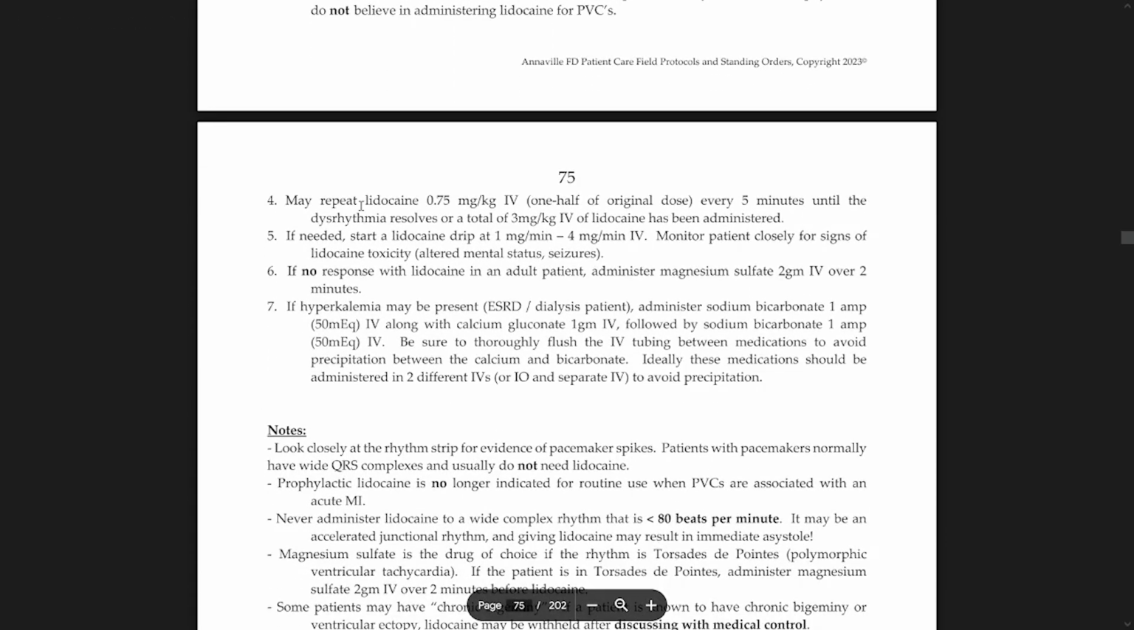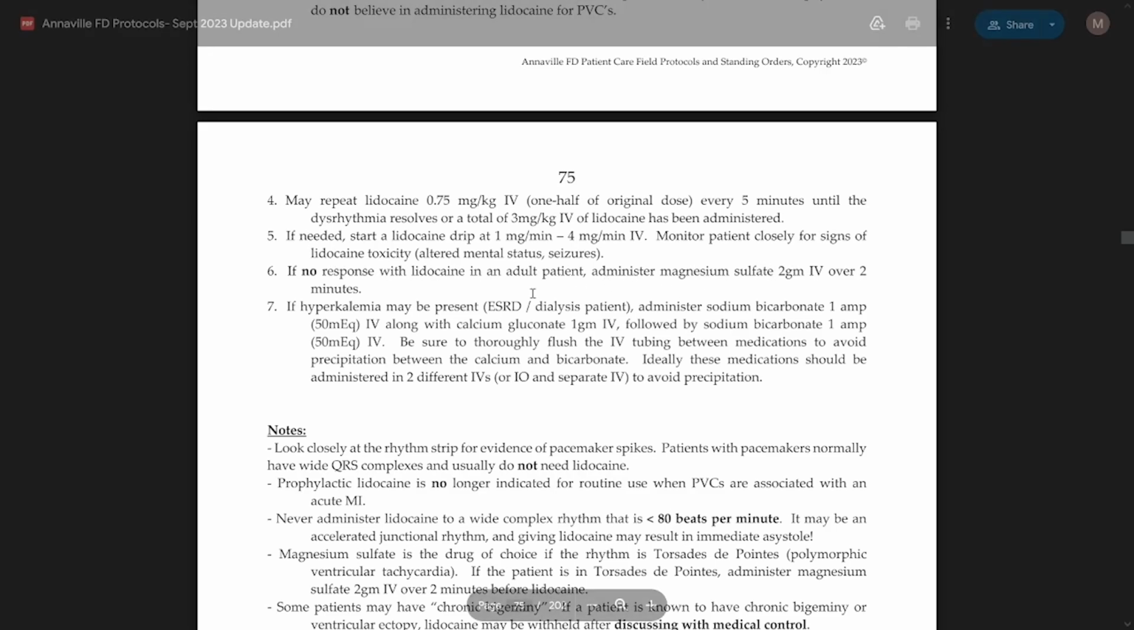Discuss with medical control if the patient is very stable, as some physicians do not believe in administering lidocaine for PVCs. You may repeat lidocaine at 0.75 milligrams per kilogram IV, half the original dose, every 5 minutes until the dysrhythmia resolves, or a total of 3 milligrams per kilogram of lidocaine has been administered. If needed, start a lidocaine drip at 1 to 4 milligrams per minute IV and monitor the patient closely for signs of lidocaine toxicity, an altered mental status, or seizures. If no response to lidocaine in an adult patient, administer mag sulfate at 2 grams IV over 2 minutes.